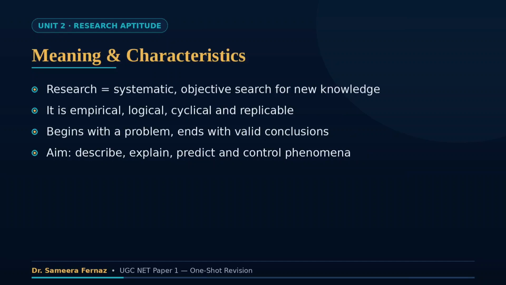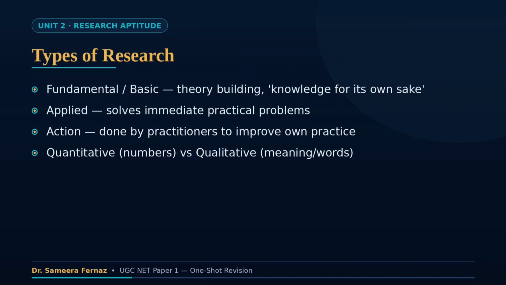Come to the next, research aptitude. So Unit 2 is research aptitude. Don't worry, we will keep it nice and very simple. So the first is meaning and characteristics. Research is just a systematic, organized search for new knowledge. It is objective, logical, and can be repeated by others. It always starts with a problem and ends with a valid conclusion. Its goals are to describe, explain, predict, and control.